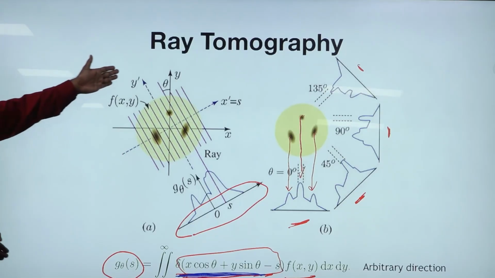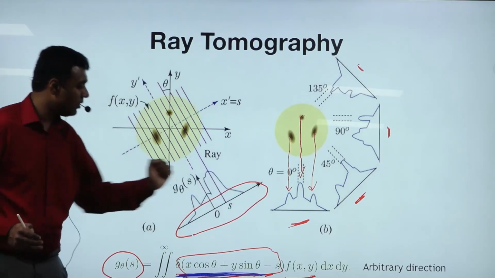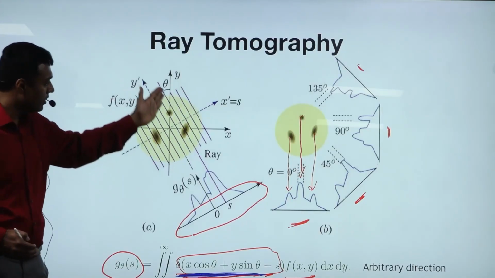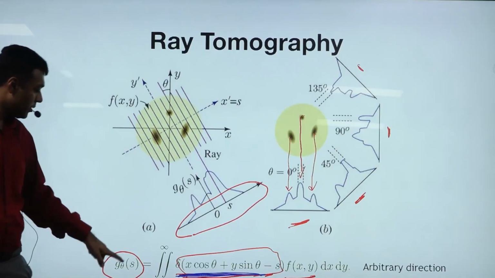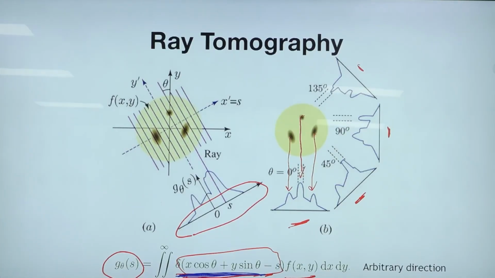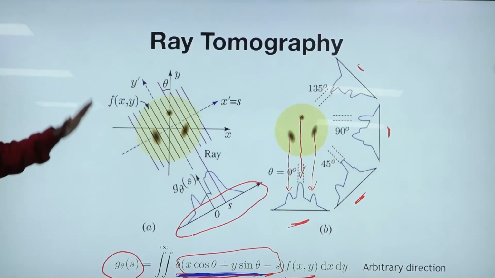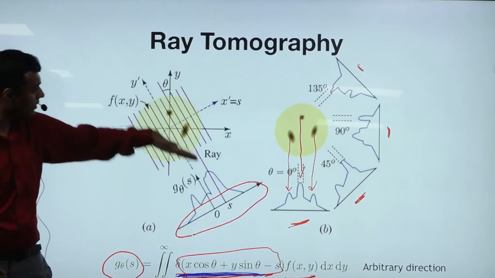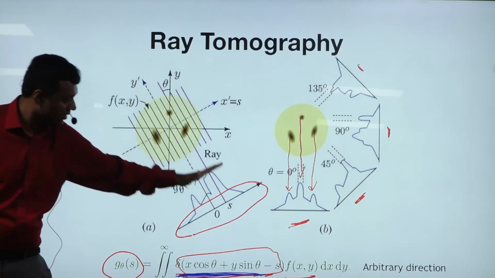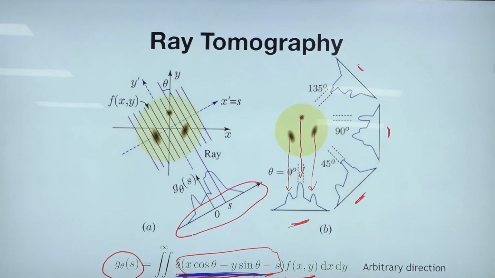So if you integrate the object along one of these lines, that is your data point g of s at an angle theta. For this particular angle theta, g theta of s is the projection in the direction theta. So theta is this angle here. You project and you get your data. You can repeat this for different angles, and each time you get some data, and you record this data, for any arbitrary direction.